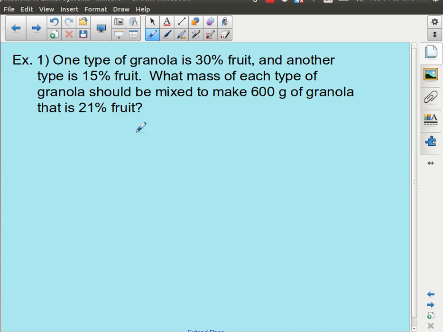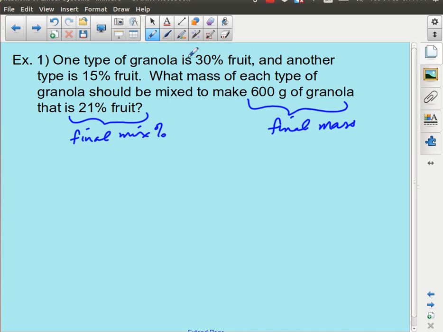Okay, so this is my final mass. 600 grams is how much I want to create for my final mass, and this is my final mixture. This is my final mix percentage, 21% fruit. So imagine I started with this: I've got a big bin of 30% fruit granola.